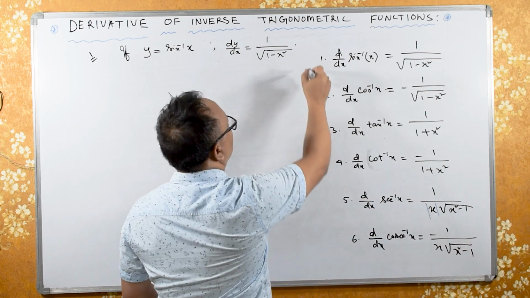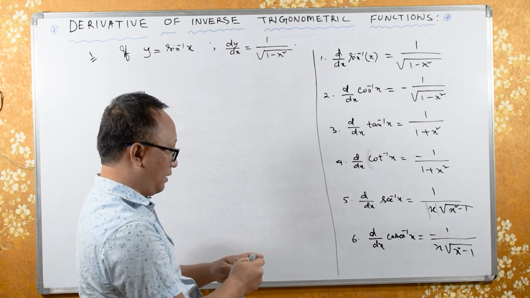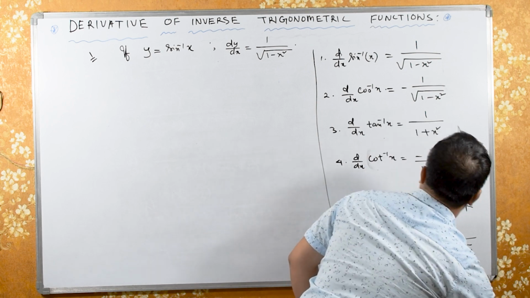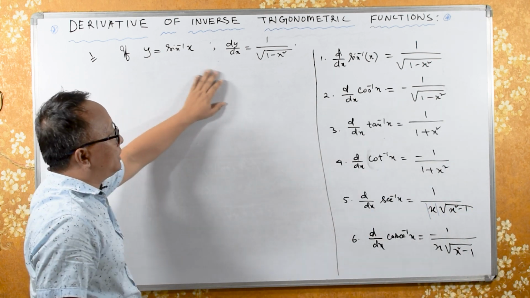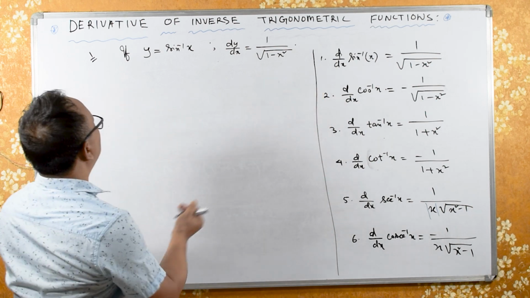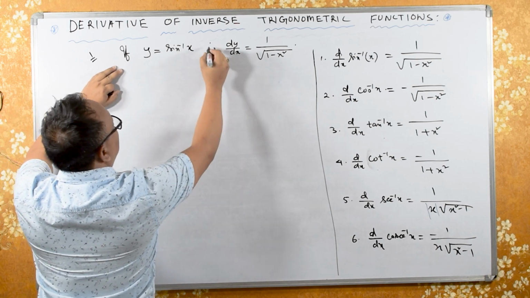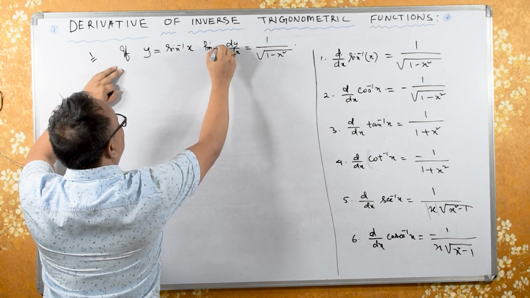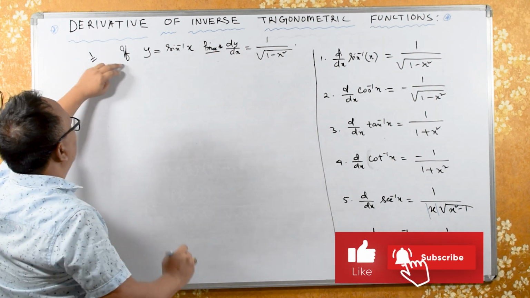Okay, now this is the formula we have. Accordingly, we will solve most of the inverse trigonometric derivative problems. Now how to prove this? I will prove this one; the rest of them are all the same. Now we have to prove this.